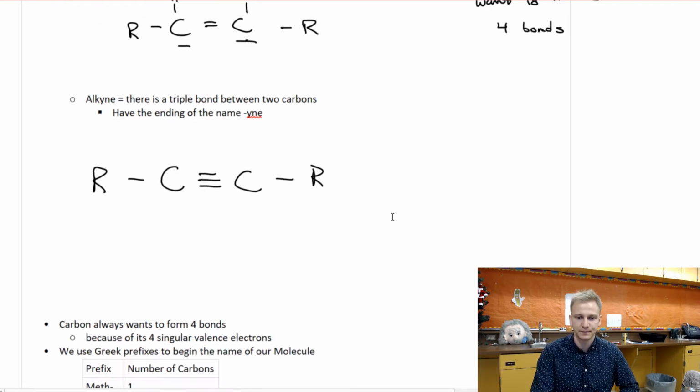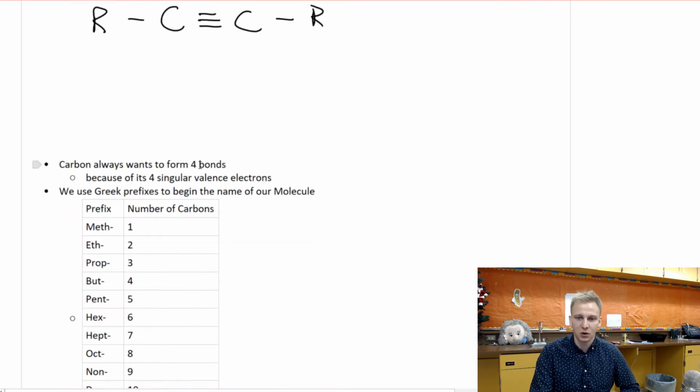Carbon wants to always form 4 bonds, and that's because of the 4 valence electrons that it has around it.